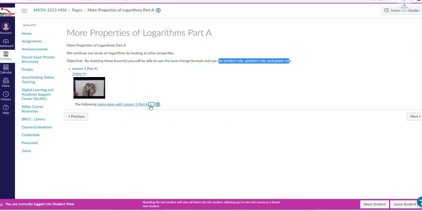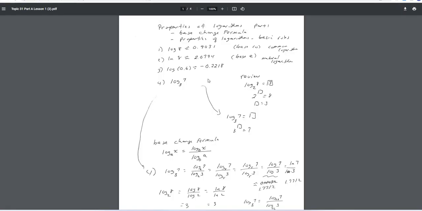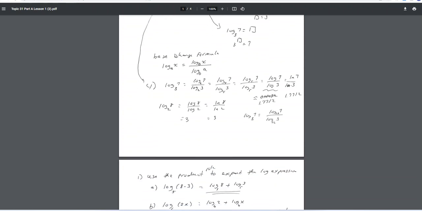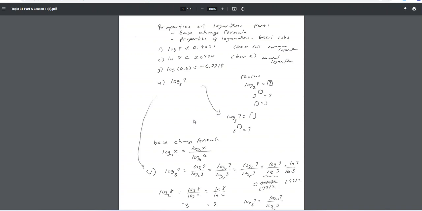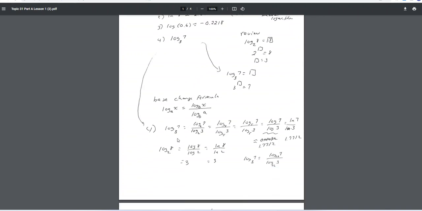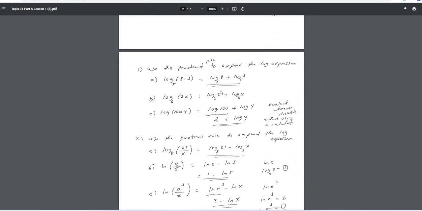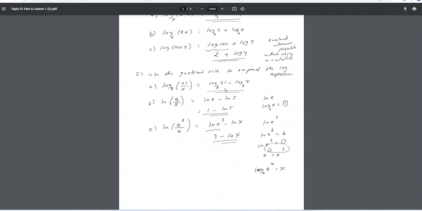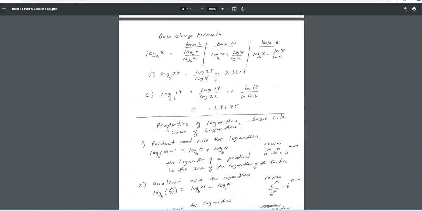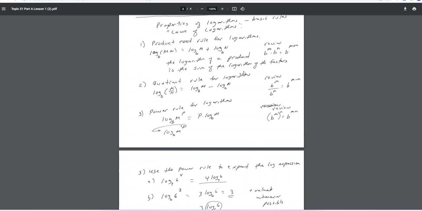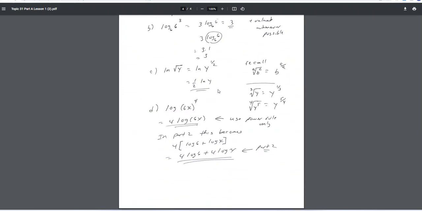So when you look at the notes that go with this, here are the notes. Notice here's the base change formula. You're given 2 examples here: the log of 7 base 3, log of 8 base 2. And it's very easy how to do this. And then you're told about the product rule, the quotient rule, some base change formula again, some more of those problems, and then your properties of logarithms, some more problems dealing with properties of logarithms.